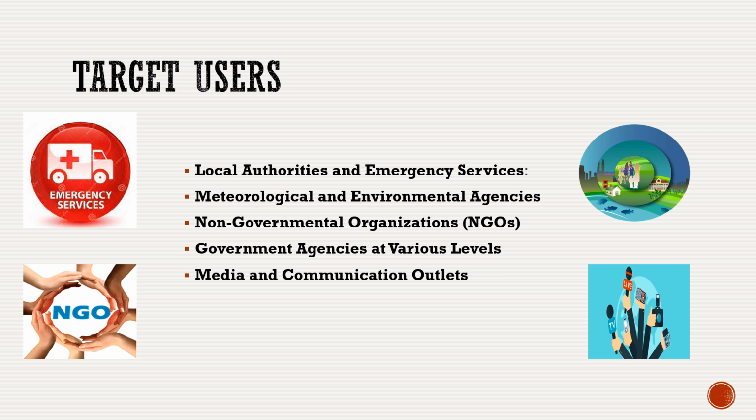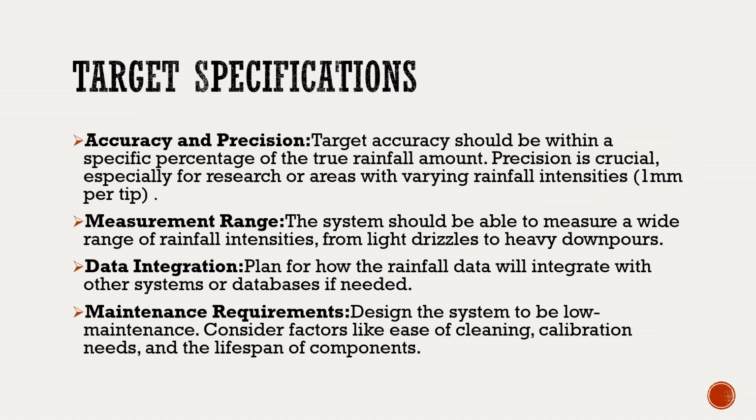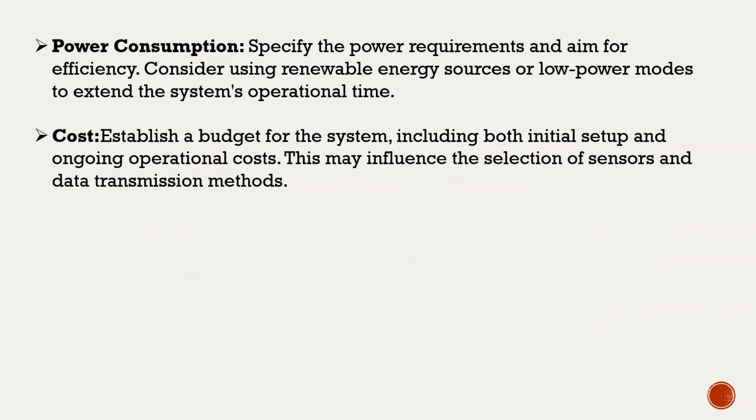Next is our target users that we are considering. So first will be the local authorities and emergency services, meteorological and environmental agencies, non-governmental organizations, government agencies at various levels, and media and communication outlets. The target specifications that we will be considering would be accuracy and precision, measurement range, data integration, maintenance requirements, followed by power consumption and the cost.